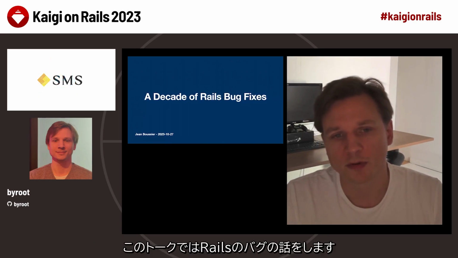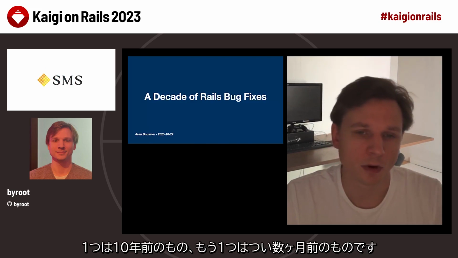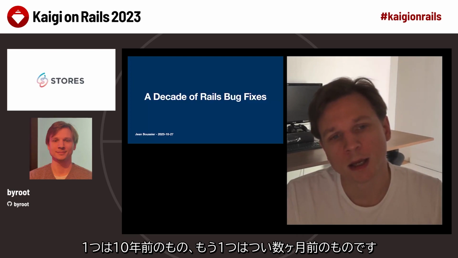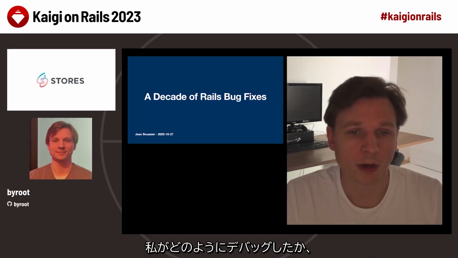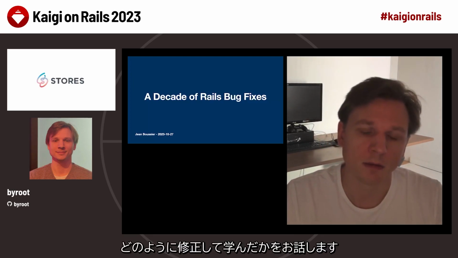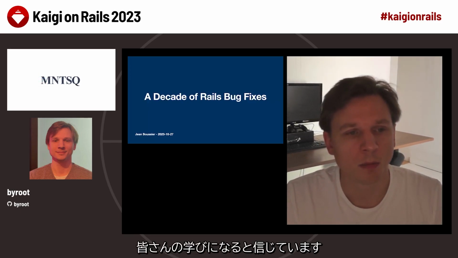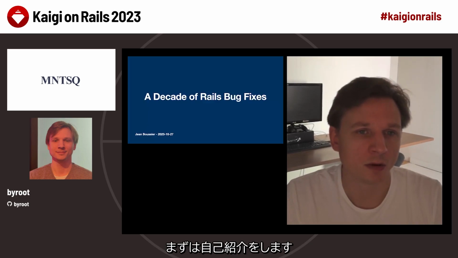In this talk, I will present two Rails bugs, one from about 10 years ago and another one from just a few months back. And for each bug, I will go over how I debug them, how I fix them, and finally reflect back on what I believe can be learned from it. But first, let me introduce myself.